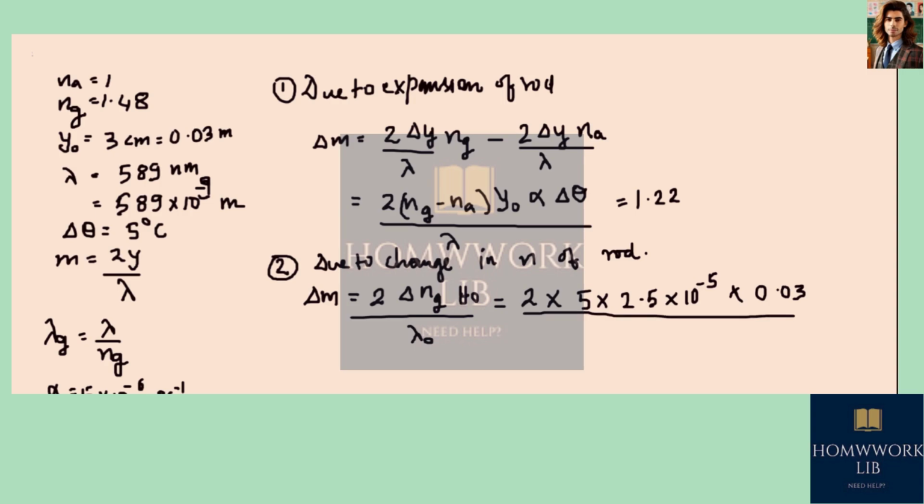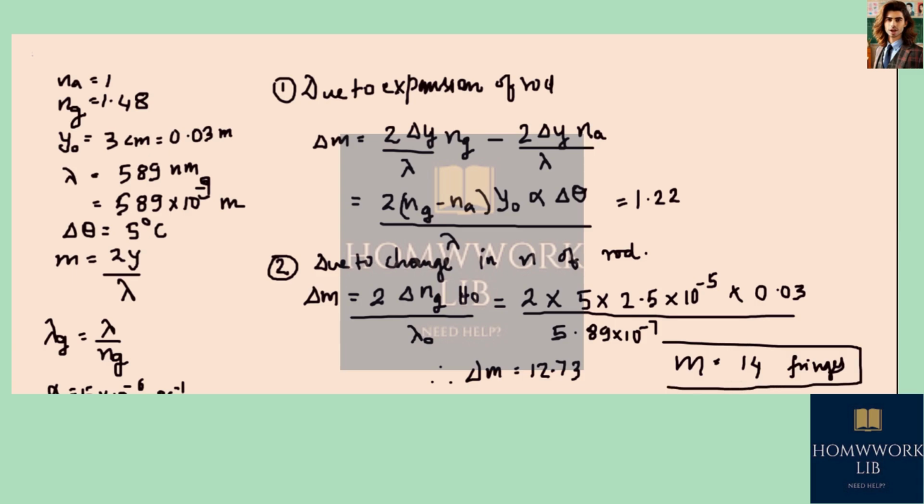And what is lambda? 5.89 into 10 to the power minus 7. So this gives me del m equals 12.73. So the total change in fringes m equals 12.73 plus 1.22, nearly equal to 14 fringes. So these many fringes cross the field of view, and hence this is the solution to this problem.